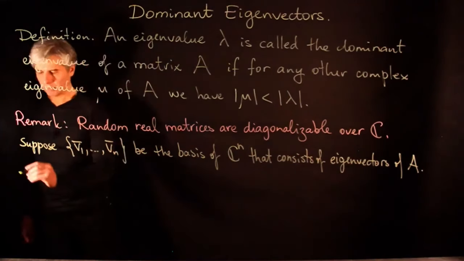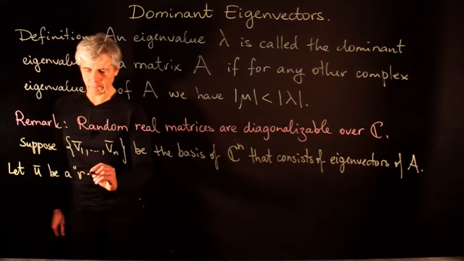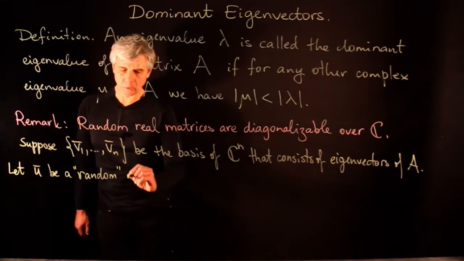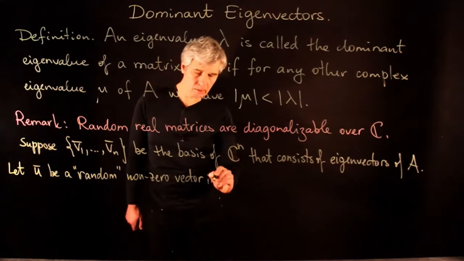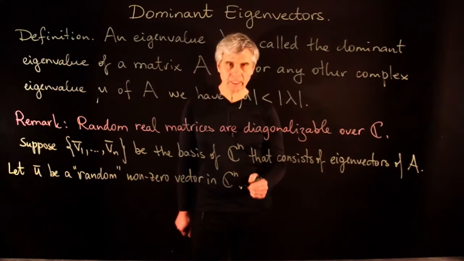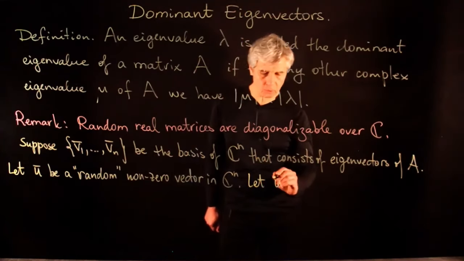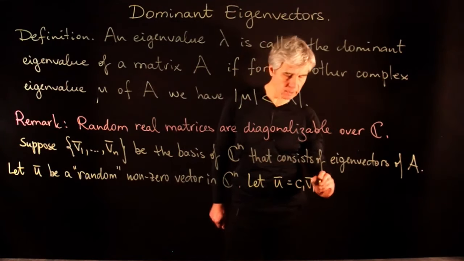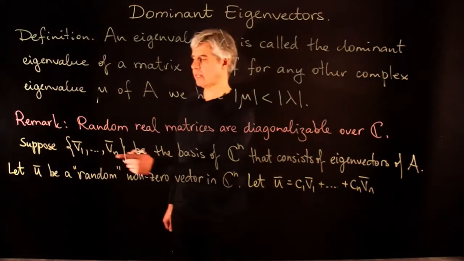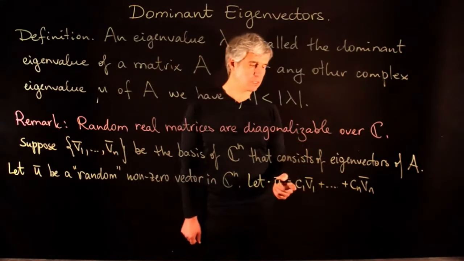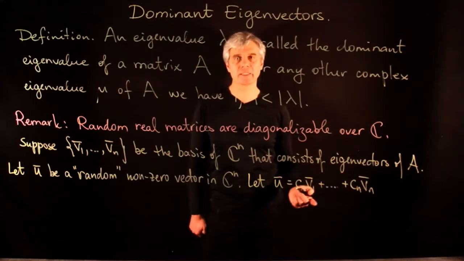Let u be a random non-zero vector in Cn. Let us expand u in this eigenbasis. So we write u as C1 V1 plus ... plus Cn Vn. Again, since the eigenvectors are not given to us, this is something that we cannot compute, but we can only state that this expansion exists.